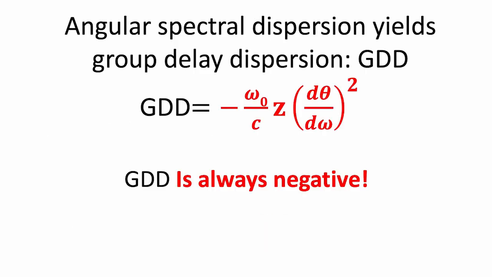Let's go to the next slide. We just look at this term here. And you see then we have a group delay dispersion, that is different colors are traveling at different speeds. And this is always negative because we travel a positive distance, omega over c is positive, and the angular dispersion is squared. So regardless of the sign of the angular dispersion, this term will be negative. So let's go to the next view then.